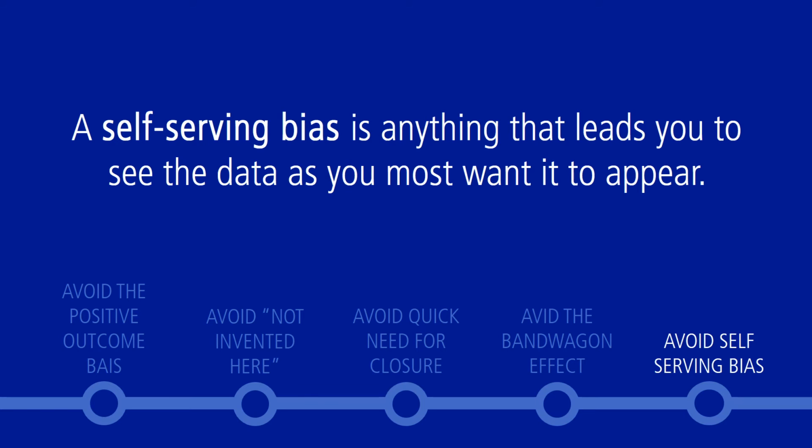And finally, a self-serving bias is anything that leads you to see data as what you want it to appear as. You might make decisions or pursue solutions that suit your personal preferences. When you start to work on a problem, ask yourself if a particular outcome, solution, or choice is especially appealing to you. If so, try to be aware of it as you proceed.